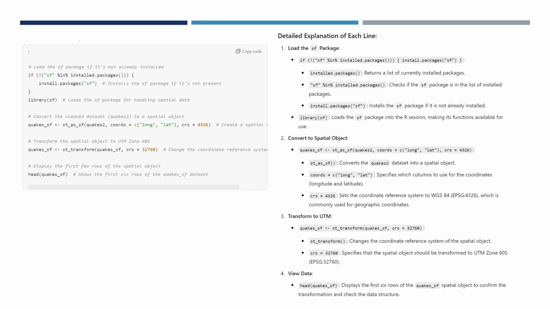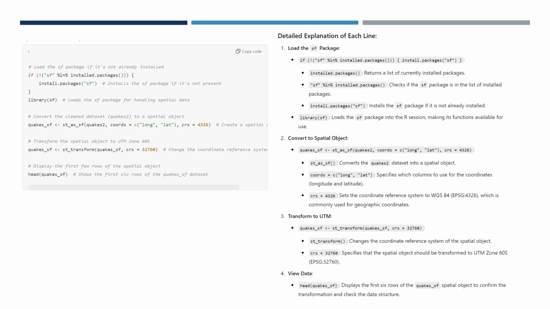And then the next line of code is going to convert the clean data set Quakes 2 into a spatial object. And then we transform that object from the coordinate system that it was in, which was a GCS, into the appropriate projected coordinate system. And this data set happens to be in Fiji, which turns out, excuse me, is UTM zone 60 south, I think, yeah. And then we put a head function in there to display the first couple rows of it so that we can see what it looks like.